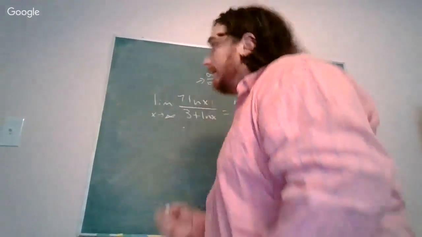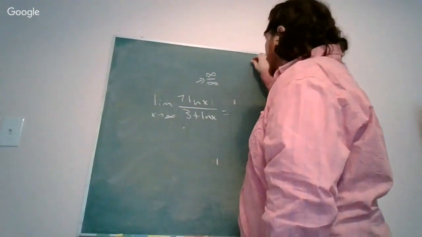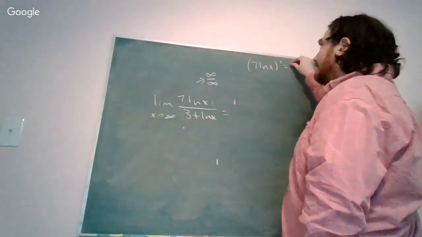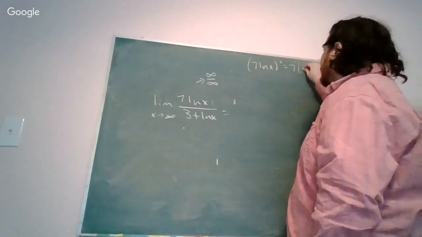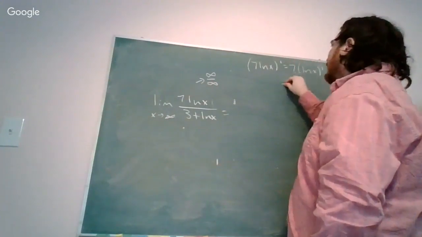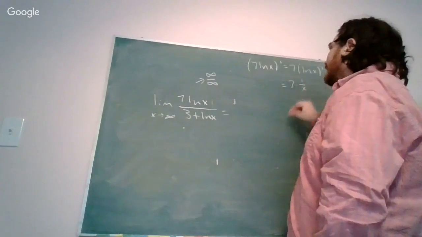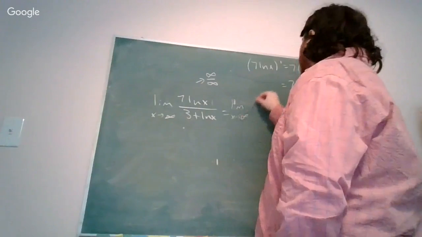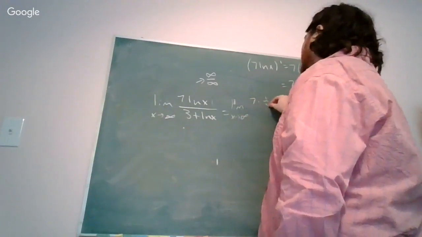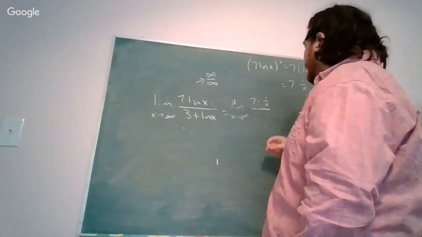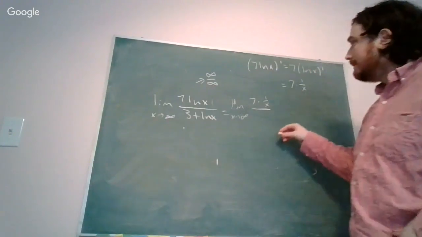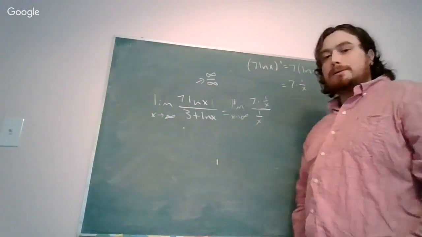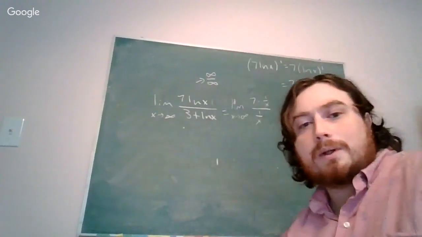And what I get here is the derivative of 7 natural log of x. I'm going to pull out the 7, and then I'm going to get 7 times 1 over x. And so I get the limit as x goes towards infinity of 7 times 1 over x. And then if I take the derivative of the bottom, well, the derivative of 3 is 0, and the derivative of natural log of x is 1 over x.